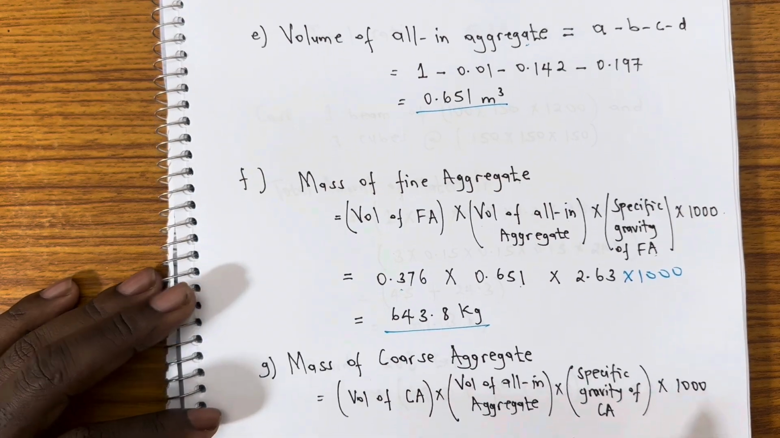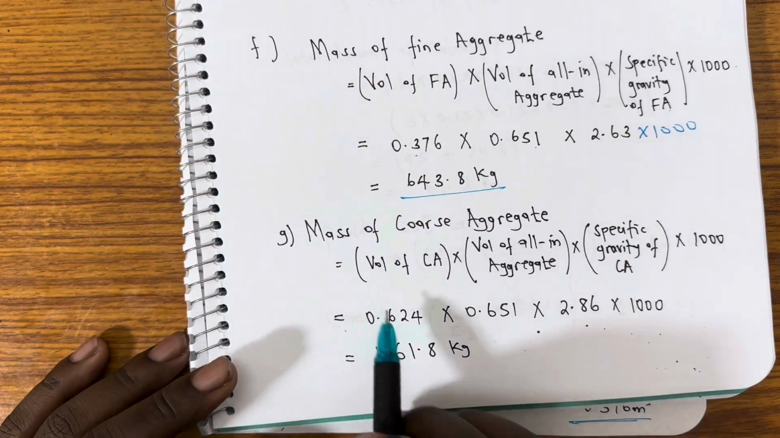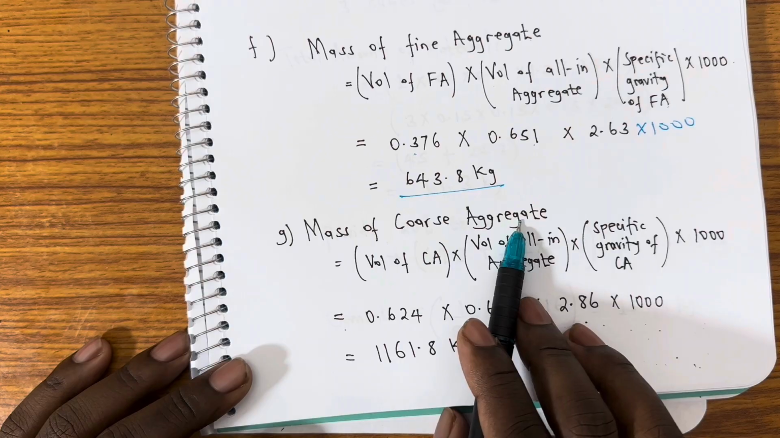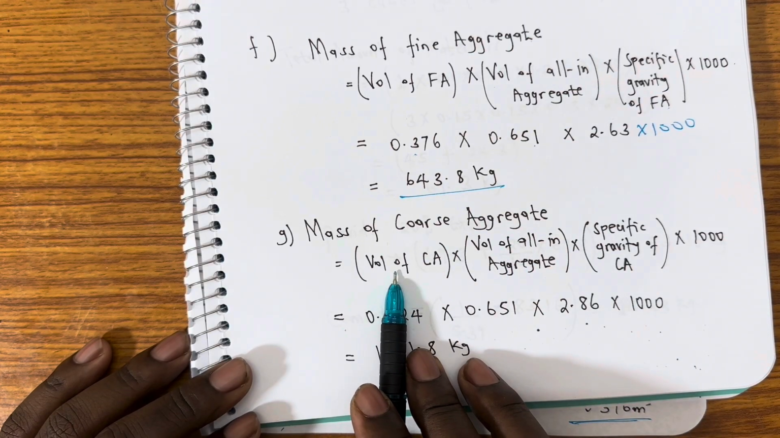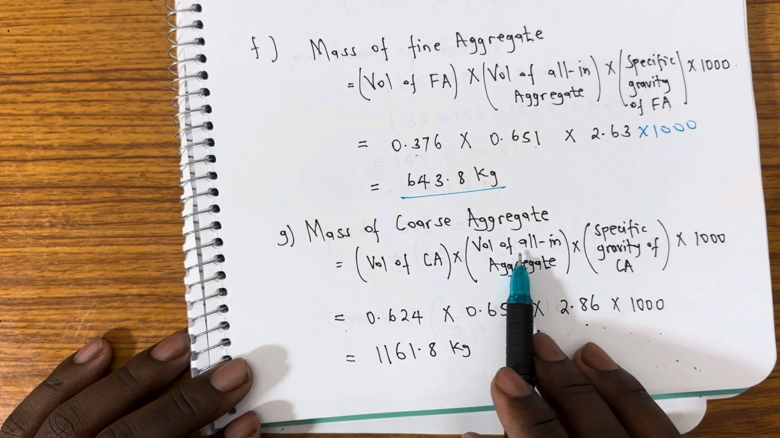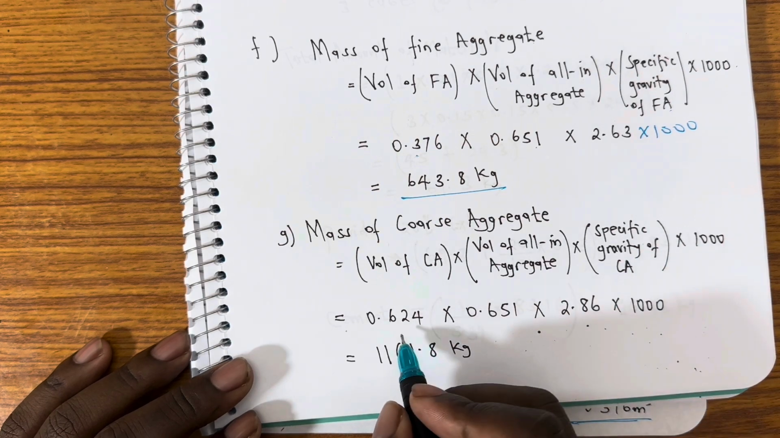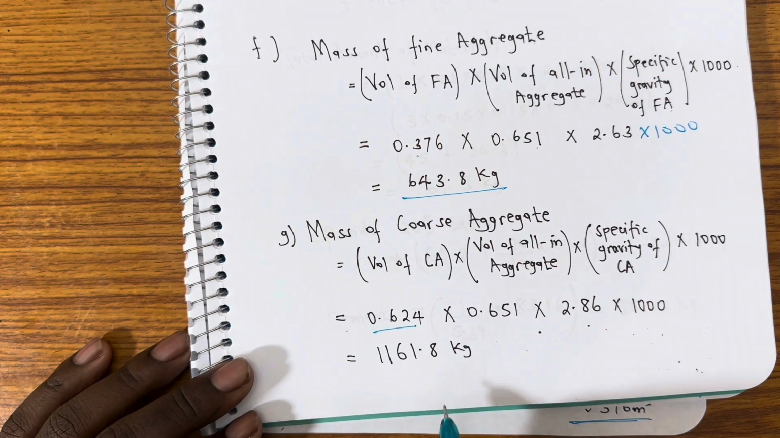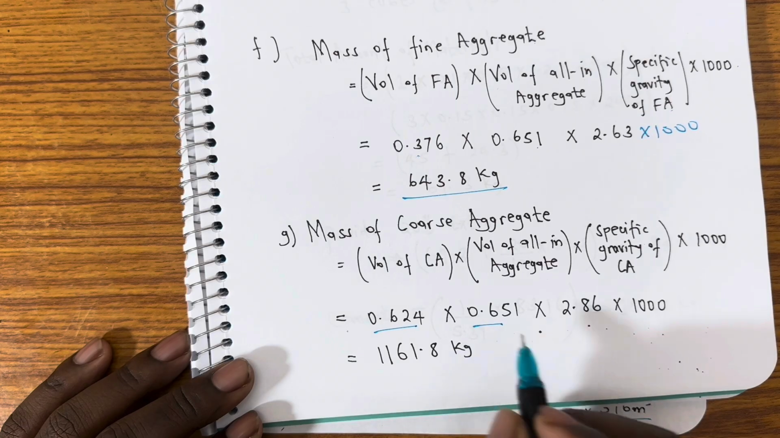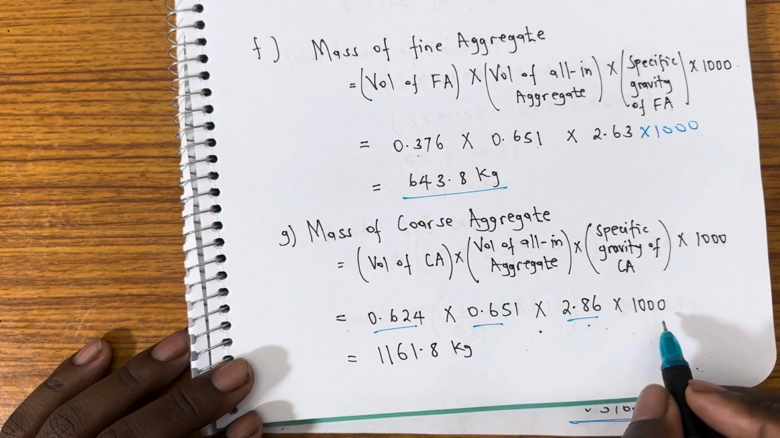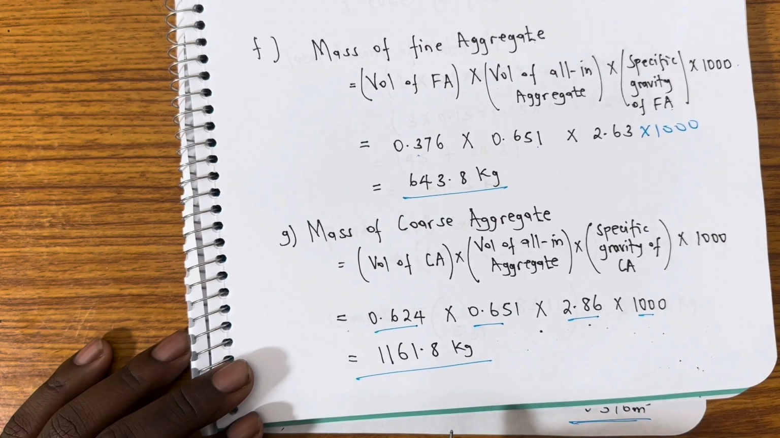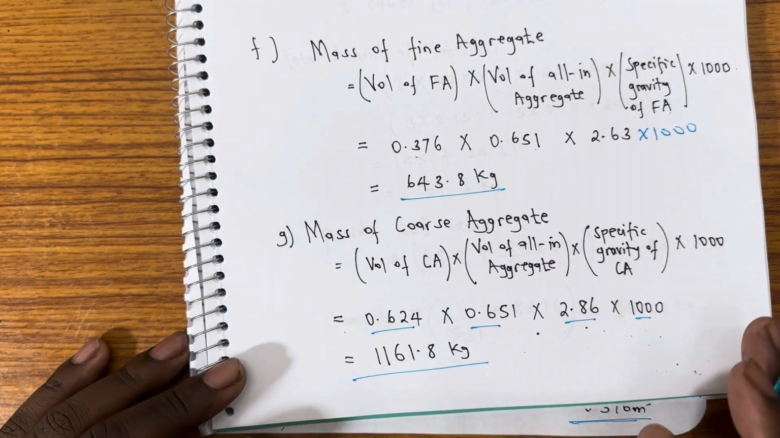Okay. Well, what about mass of coarse aggregate? It is equal to volume of coarse aggregate times volume of all-in aggregate times specific gravity of coarse aggregate times 1000. So this is 0.624 times volume of all-in aggregate times specific gravity of coarse aggregate times 1000. We're getting 1161.8 in terms of kilogram.